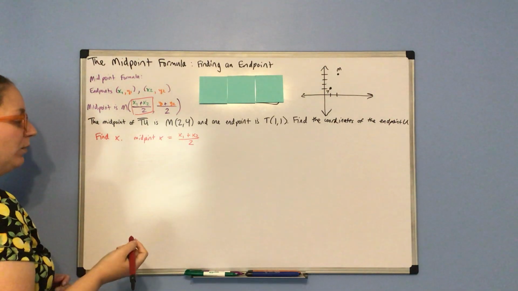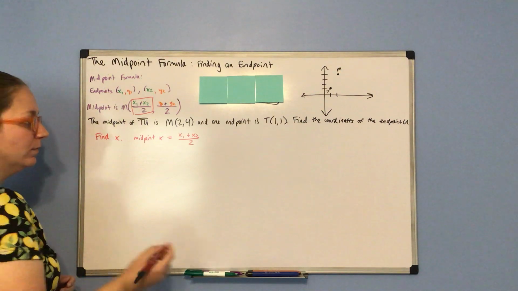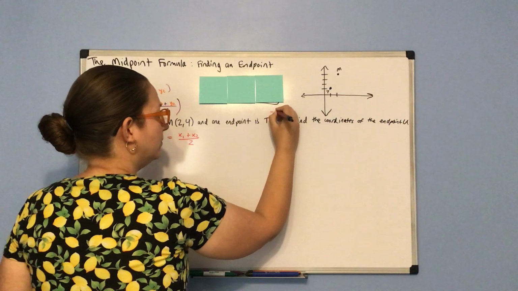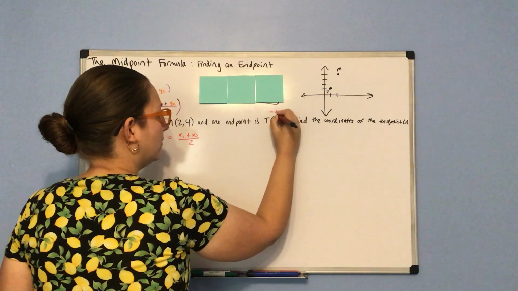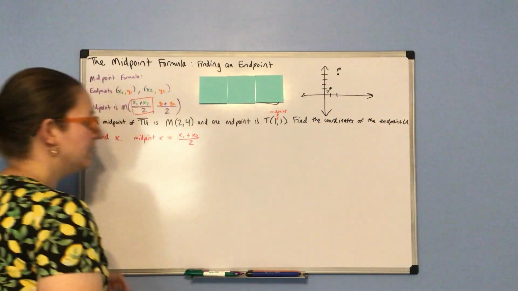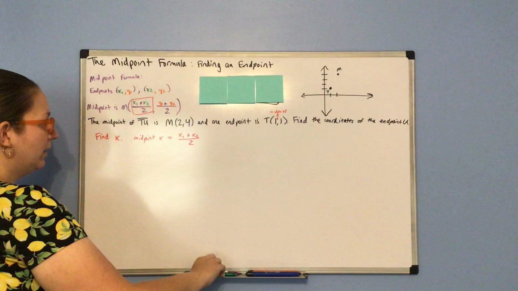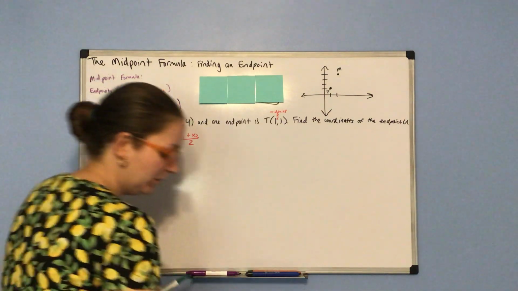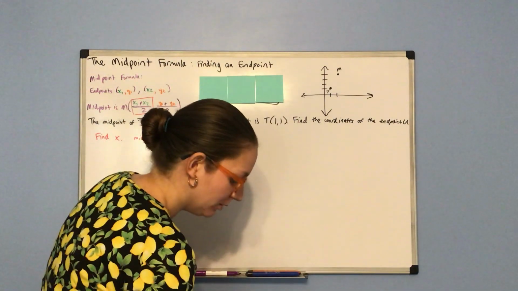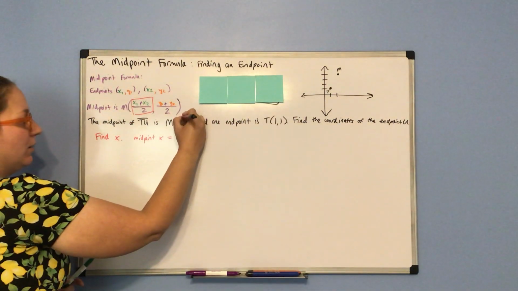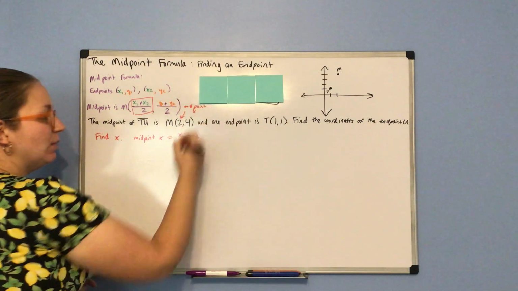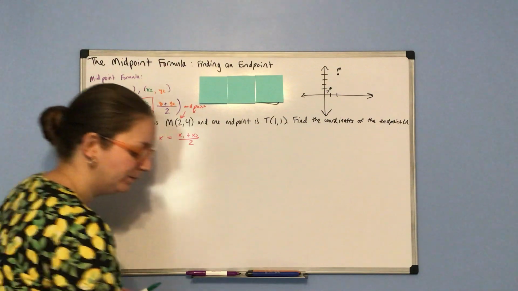Before we get too carried away, let's label what we know. The x coordinate of my midpoint is what I'm calling midpoint x. I'm sorry, I did that on the wrong point. T is not my midpoint. M is my midpoint, so pretend I didn't do that. M is my midpoint, so this right here is the x coordinate of my midpoint. I'm calling that midpoint x, just to shorten it a little bit.